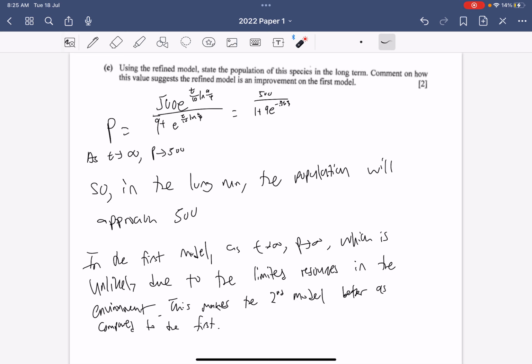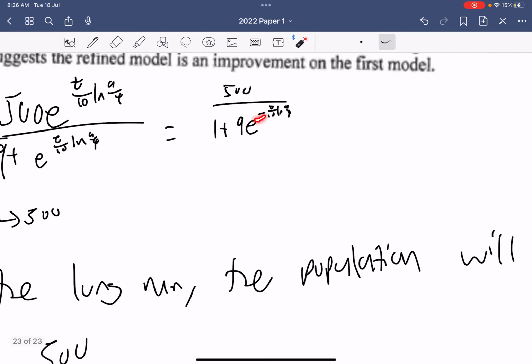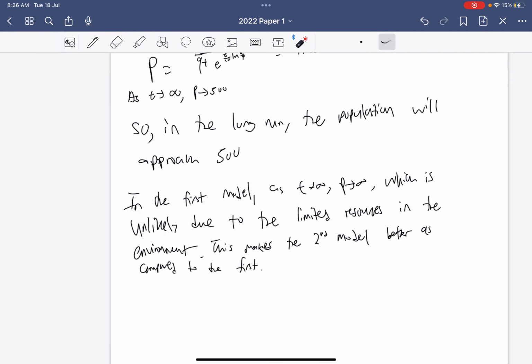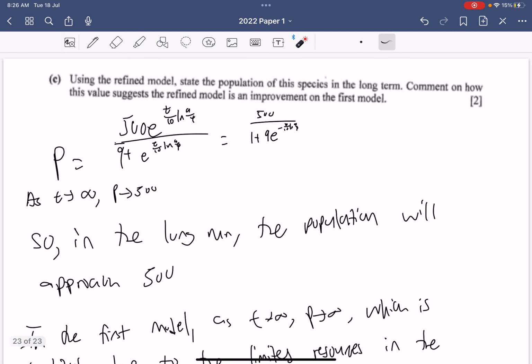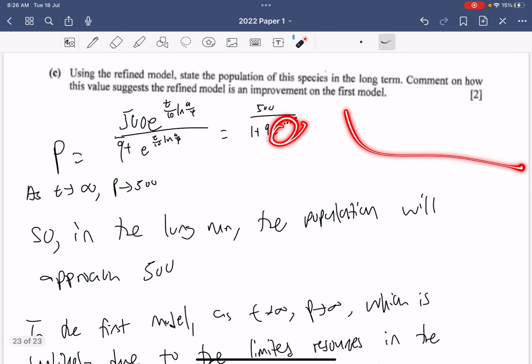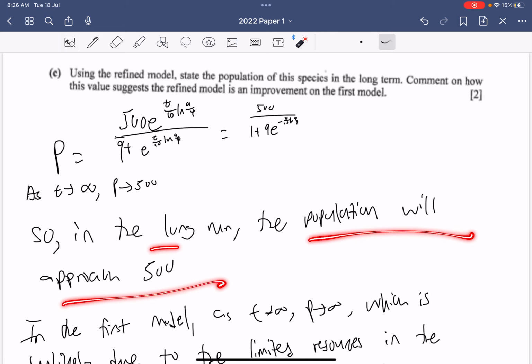Well, you get this as your equation from the previous part. So what you want to do is cancel the e at the top first. So you cancel this out. So you divide out, so this part cancels. So this becomes 1, so this 9e, reciprocal. So reciprocal is just the negative. So with that, as t goes to infinity, we know that the exponential goes this way. So this part goes to 0, and it will be 500 over 1. So P approaches 500. So in the long run, the population will approach 500.